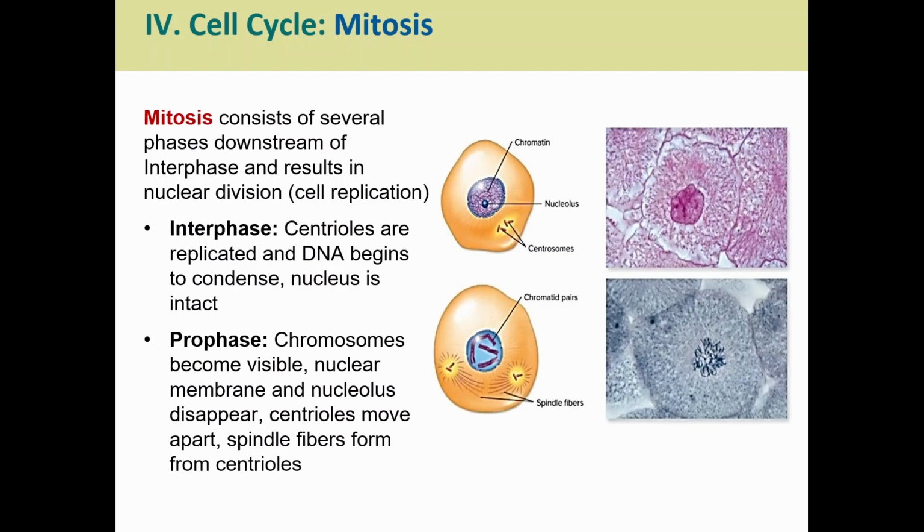The centrioles are going to move apart to create a pole on each side of the cell. And then we're going to start sending out spindle fibers from the centrioles, and their job is to basically reach out and grab onto those chromosomes.